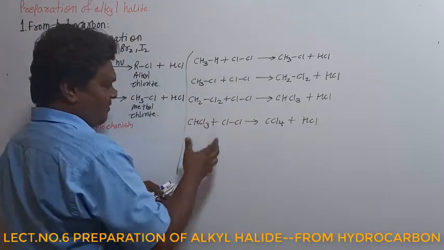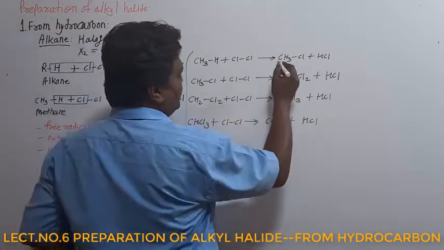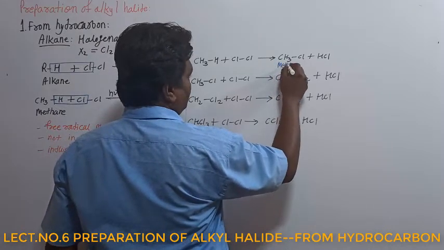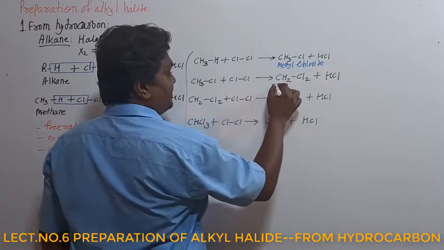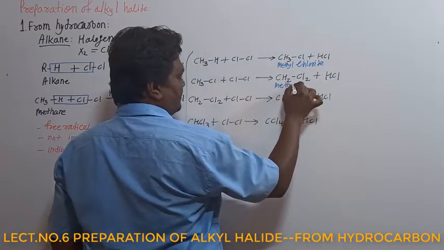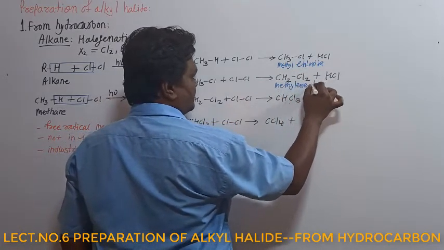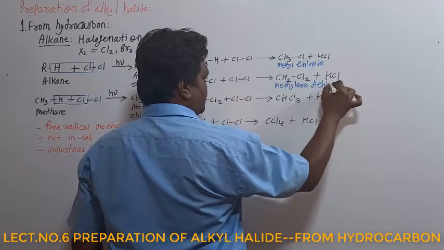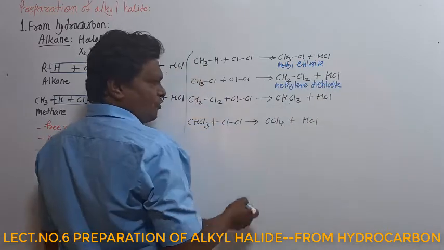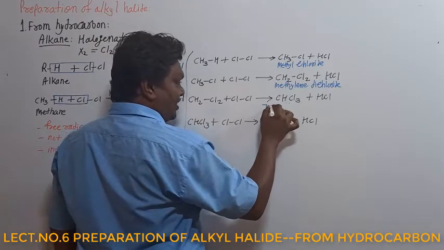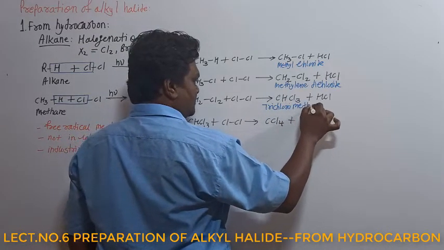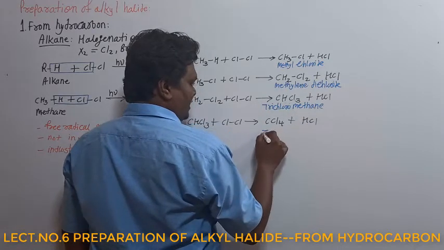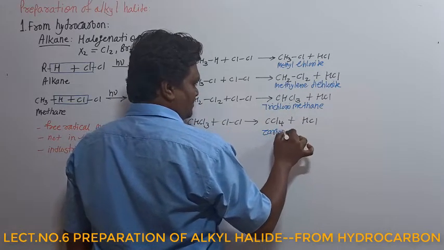If you want to write the name of all these compounds, it's very simple. This is called as methyl chloride. This is methylene dichloride. This is chloroform, or you can write trichloromethane also. And this is called as carbon tetrachloride.